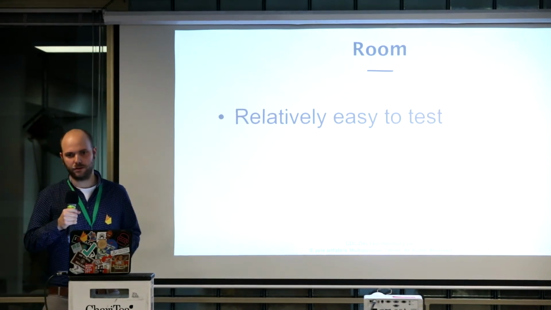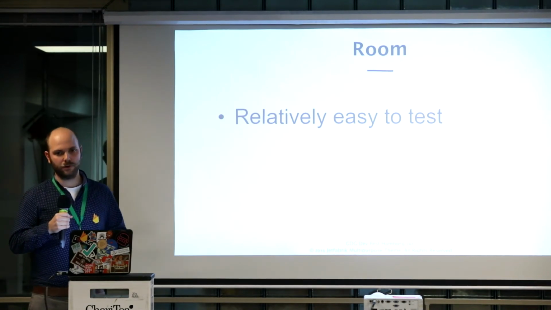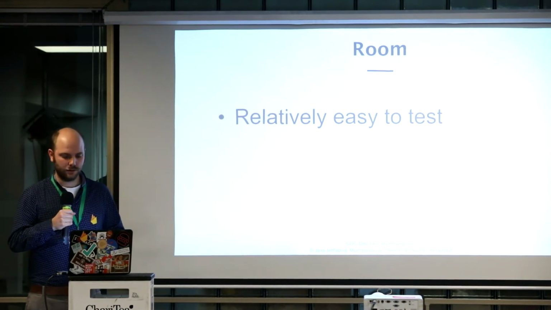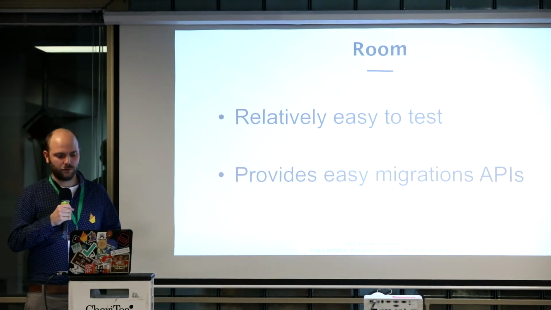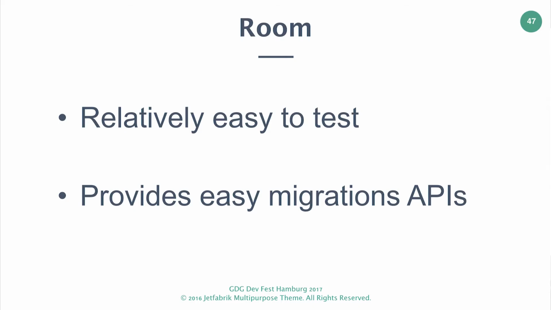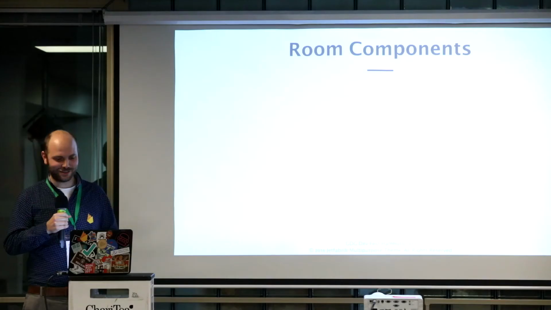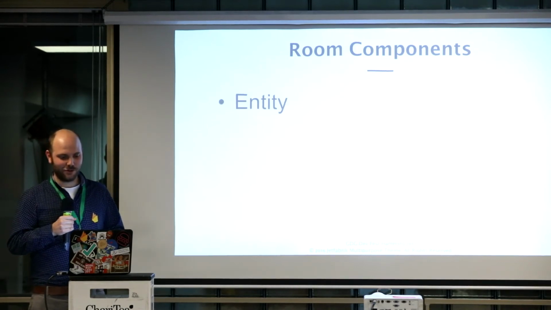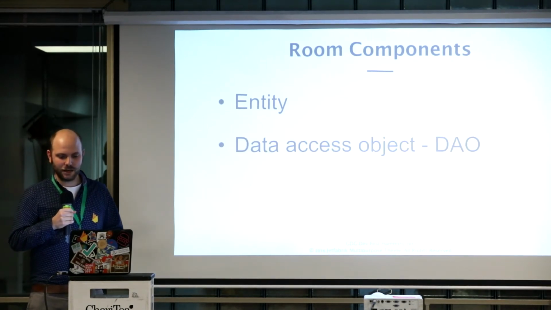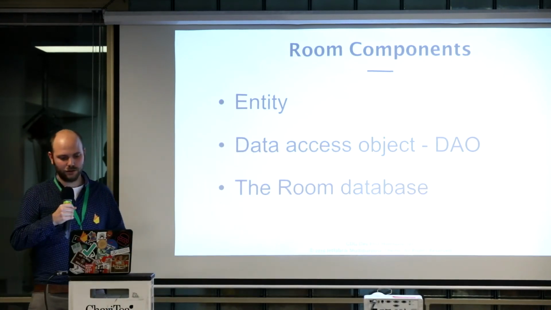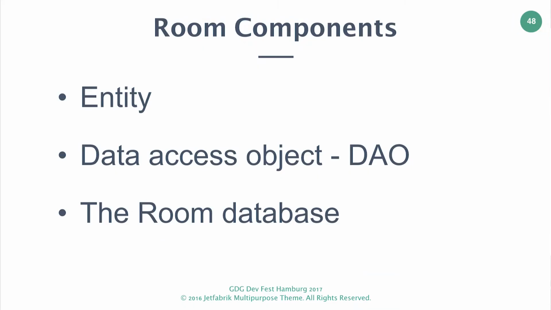It's relatively easy to test. As Serge said before, there are a couple of APIs to initiate the database in memory, and it provides easier migration APIs than the native SQLite. And it actually has only 3 components, which, the first time I saw it, I was amazed how simple it is. So you have the entity itself, then you have the data access object, which is a DAO, and the Room database, which is kind of a standard implementation, so it's a no-brainer. You don't really need to think there too much.